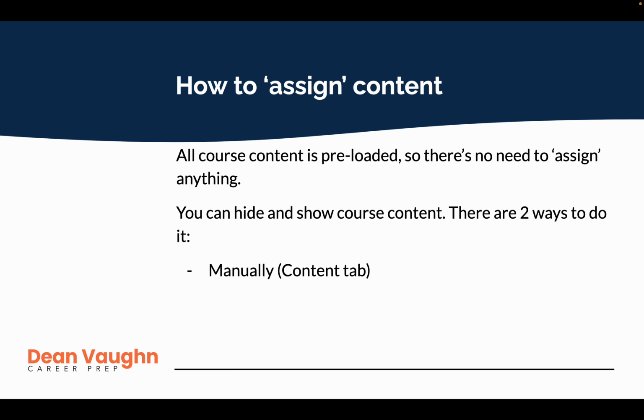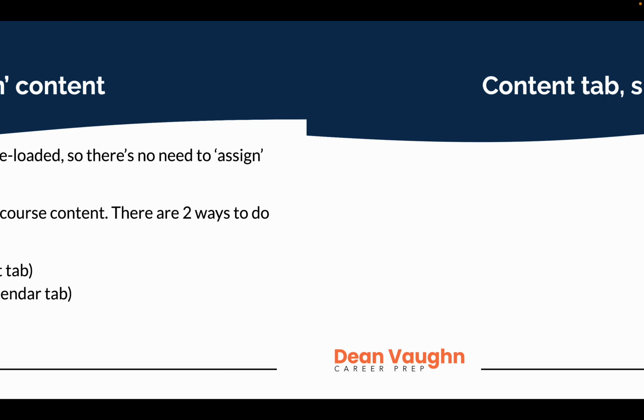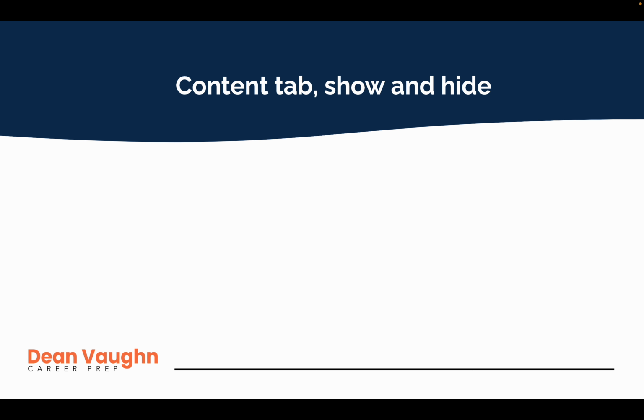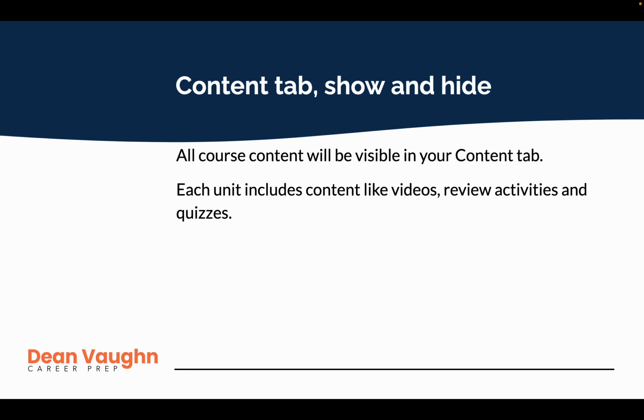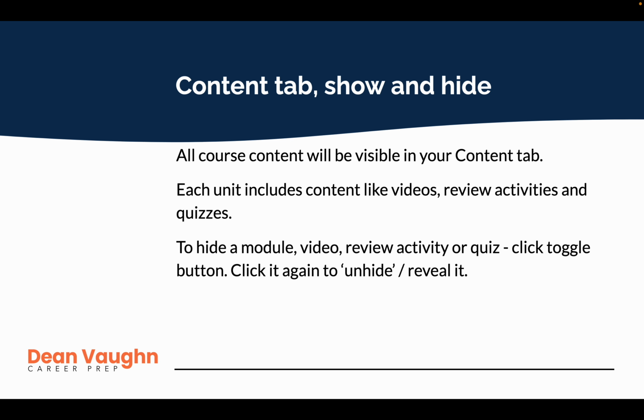There are two main ways to do that. You can do it manually in your content tab, or you can do it automatically in your calendar tab. We will discuss both of these methods later on. So first, let's talk about your content tab show and hide options. By default, all course content is visible in your content tab. Each unit in your course includes content like videos, review activities, and quizzes.